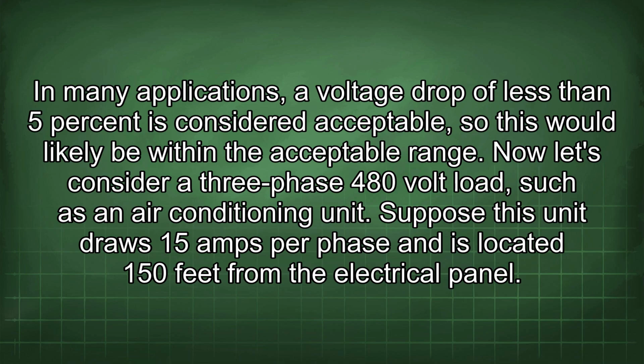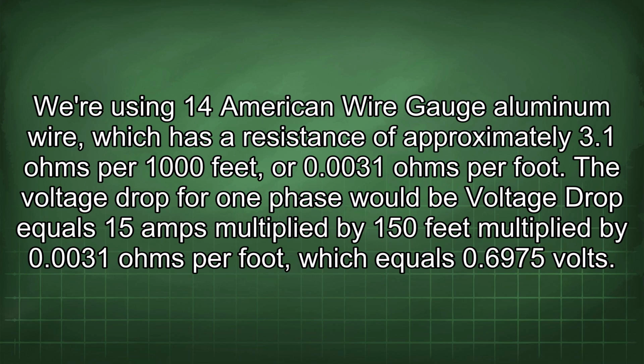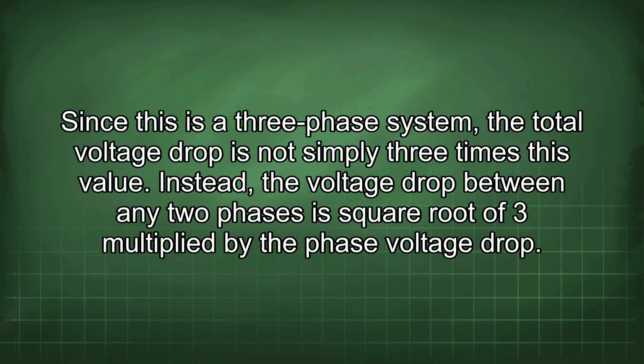Suppose this unit draws 15 amps per phase and is located 150 feet from the electrical panel. We're using 14 American wire gauge aluminum wire, which has a resistance of approximately 3.1 ohms per 1000 feet, or 0.31 ohms per foot. The voltage drop for one phase would be voltage drop equals 15 amps multiplied by 150 feet multiplied by 0.31 ohms per foot, which equals 0.6975 volts. Since this is a three-phase system, the total voltage drop is not simply 3 times this value. Instead, the voltage drop between any two phases is square root of 3 multiplied by the phase voltage drop.